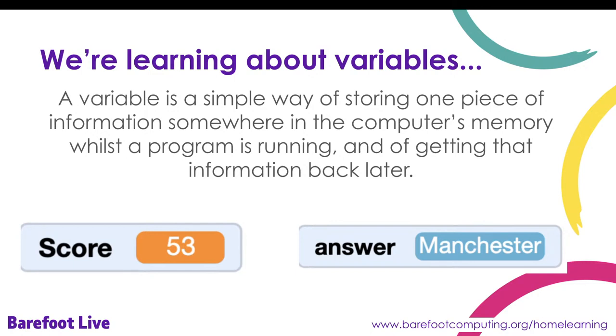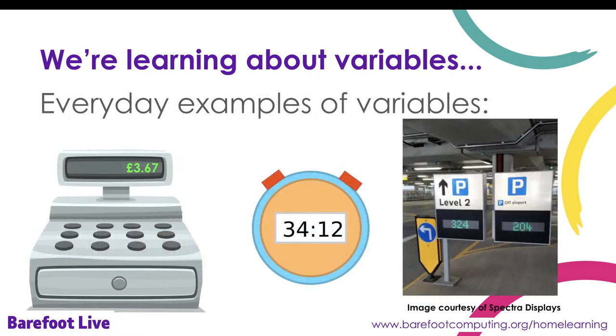So we've got a couple of examples here on this slide. In computer games, we might have a score, or we might be creating a quiz in Scratch and the answer might have been stored there as Manchester. But we also have some additional examples here, Miss Lieghio. Yeah, great. So what we can see here are things that we might see all around us and perhaps not even realise that we're using variables.